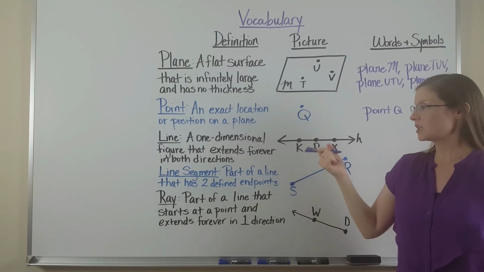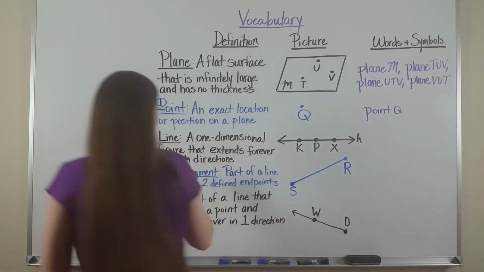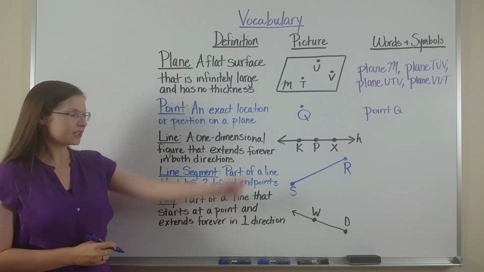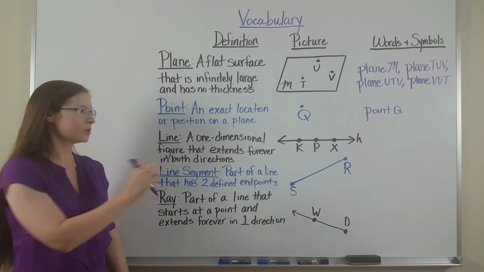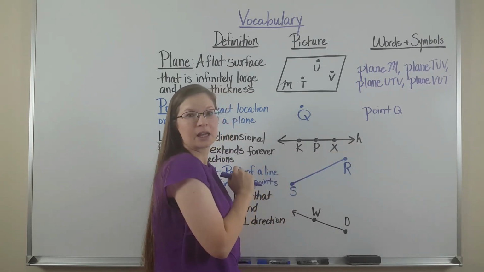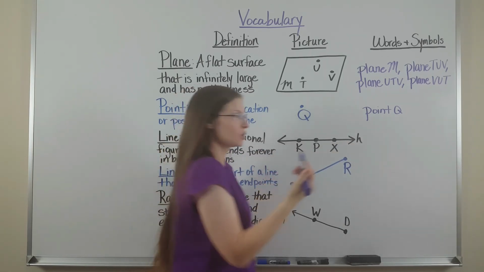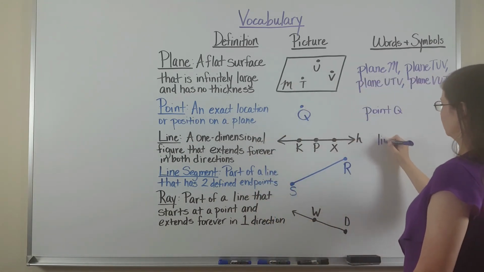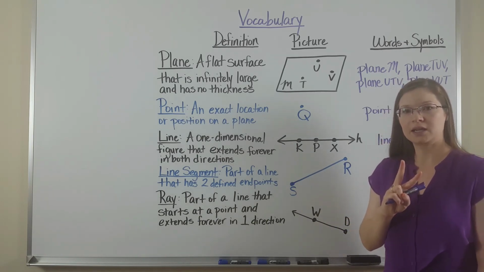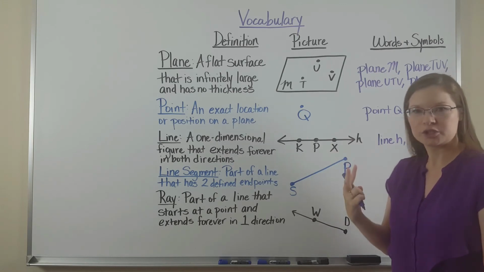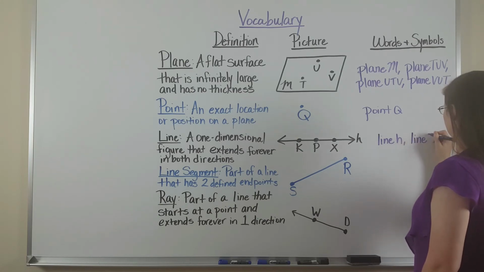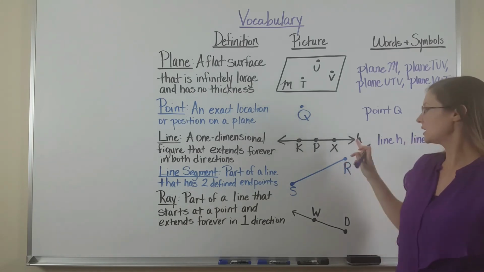The next term that we're going to discuss is line. A line is a one-dimensional figure that extends forever in both directions. And here's an example. And in this particular example, you'll notice that there is a lowercase letter h next to the line because we could call this line H. Or we could choose 2 points that are on the line and name the line that way. It doesn't matter which 2 points. So we could call this line KP. Or we could call it line XK.